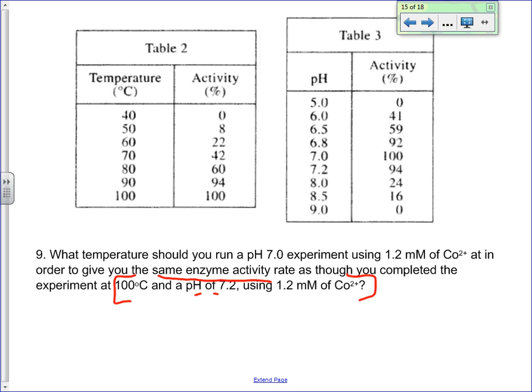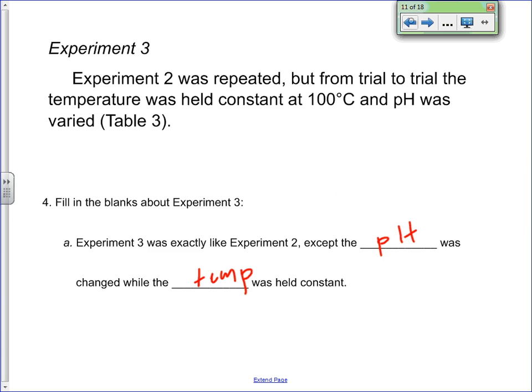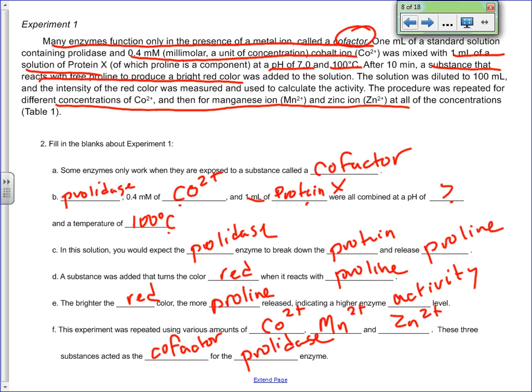The temperature and table 2. Now, how do you know table 2? We can find the temperature easily because it's right here. But what about this other part, the pH of 7.2 and the 1.2 millimolar cobalt? Now we have to be careful and think back to what experiment this is. If we go back to table 2, that's experiment 2. And in experiment 2, we go all the way back.